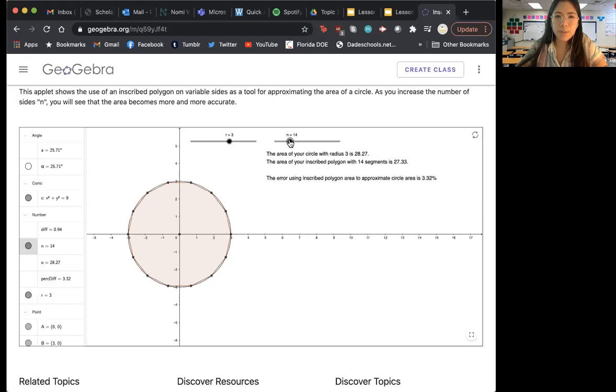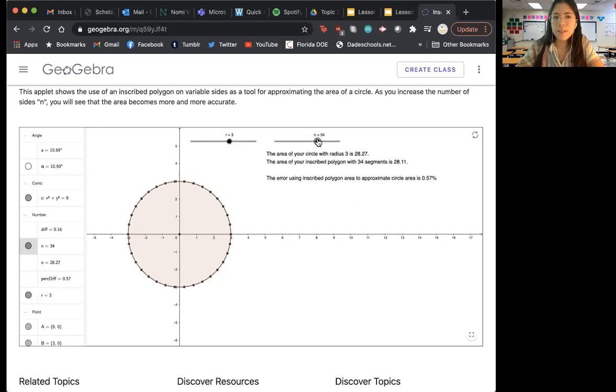Now let me increase the number of triangles. Let's go to 17. 28.27 is what I want to get. Right now I'm at 27.63. So what happens? It's getting a little bit closer, right? Now I'm going to do it a couple more times. Let's go to 25. Think of these as 25 little tiny slices. If the actual area is 28.27, I'm getting closer and closer.